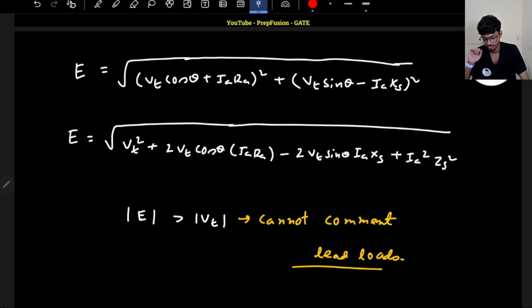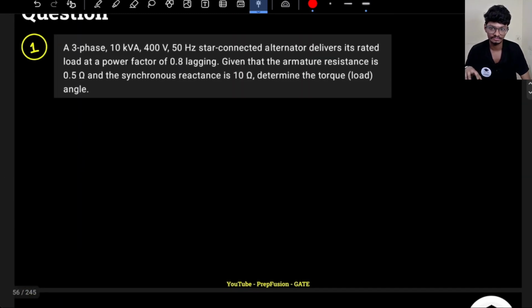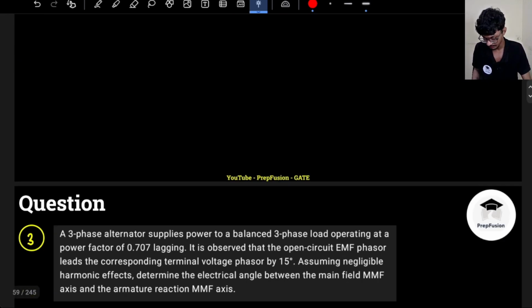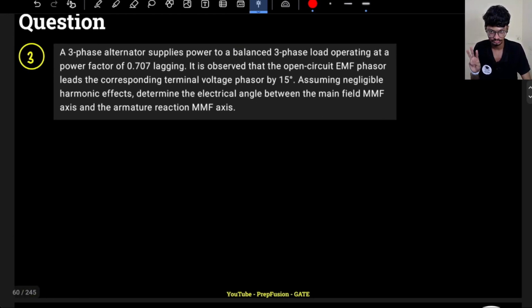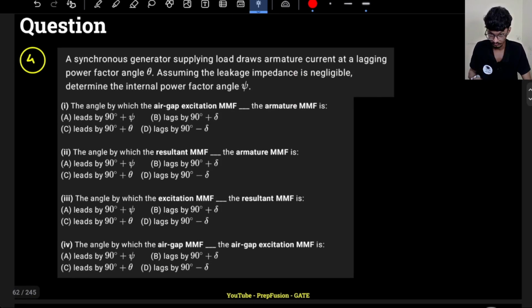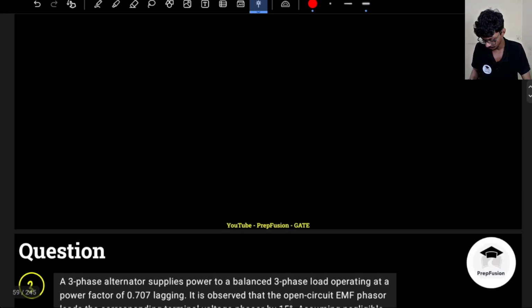Okay. So let's now solve a few questions. I will show you the questions, try them out by yourself, then I will come back with the solution. This is the first one, this is the second one, this is the third one. Okay, 4 questions we have, 5 questions we have actually. This is also another question. So these 5 questions we will do. Try these questions out by yourself and I will come back with the solution.